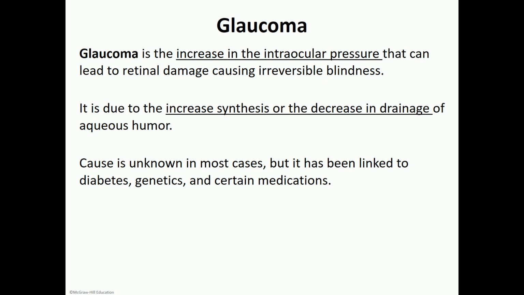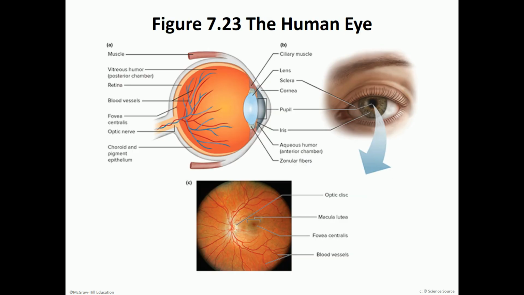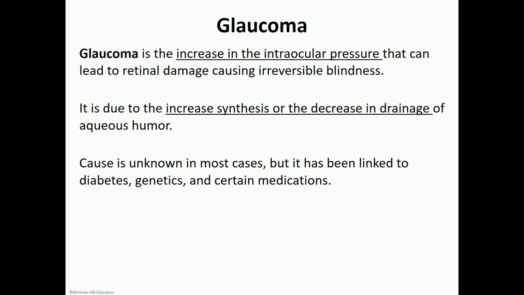So I didn't mention what the aqueous humor was, so if you're not familiar with it, let me go back here. That chamber between the lens and the cornea is full of a watery fluid known as the aqueous humor. Now, if we make too much of it, or there's something blocking its drainage, that would lead to the increase of pressure of the eye, and that is known as glaucoma.